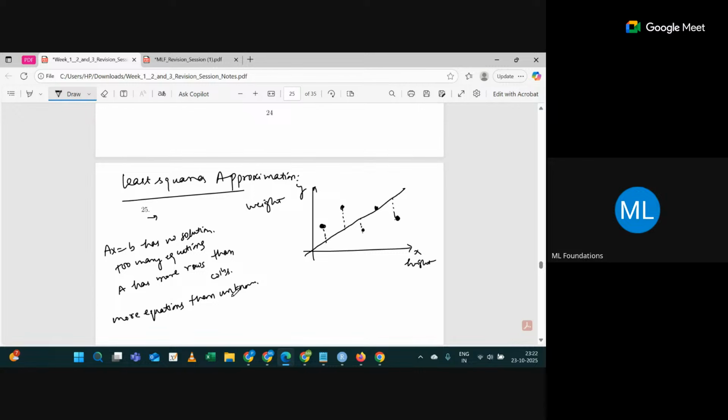More equations. Suppose you have three equations and two unknowns, it's possible, right? Then it might have solutions. No, sir. For no solutions, there should be more equations than unknowns. I think fewer equations and more unknowns give infinite solutions, right?